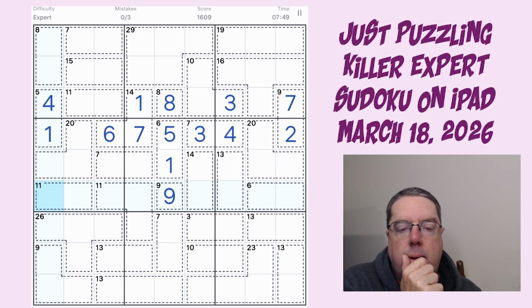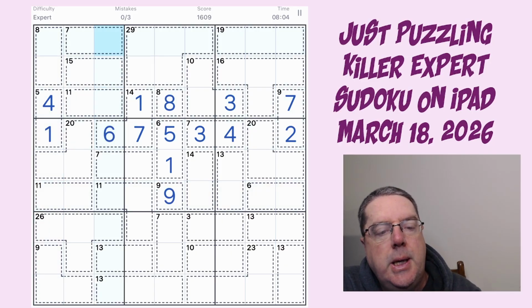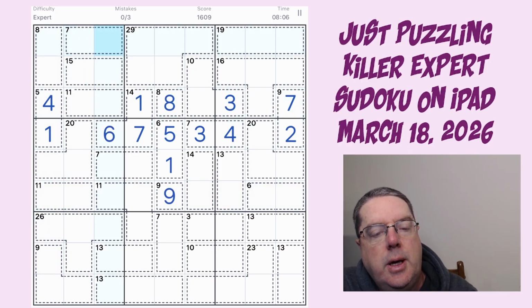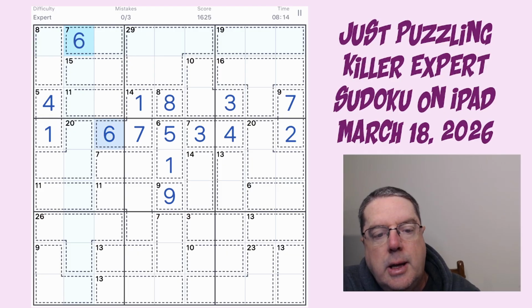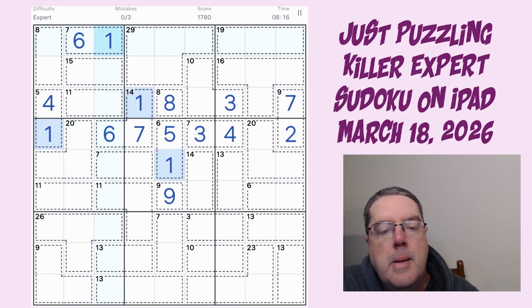9, 1 and 7, 9 and 2, so 5 and 3 there, 1 and 6. Oh, 6 comes up here. This is 1 and 6, because this is 8 and 7. This is 9 and 2. 2 and 1 can't be there, so that's 3 and 5. So 6 comes to there, so that's a 6 there, leaving this to be a 1.